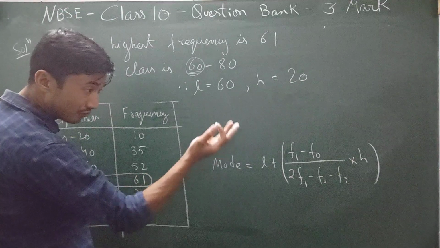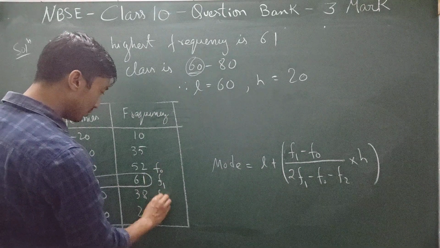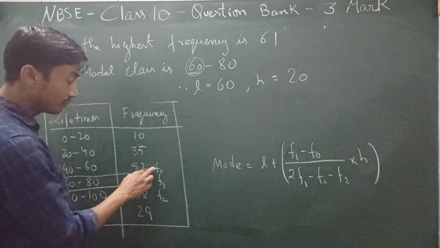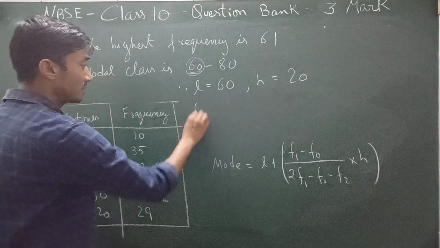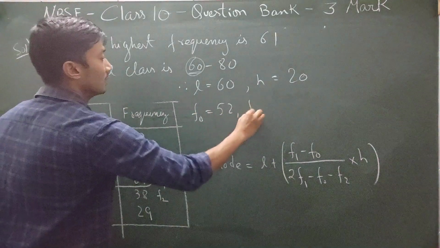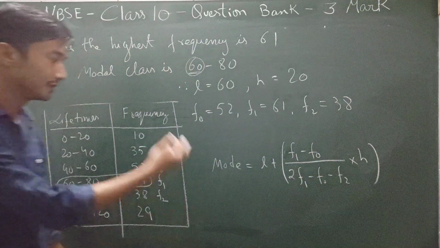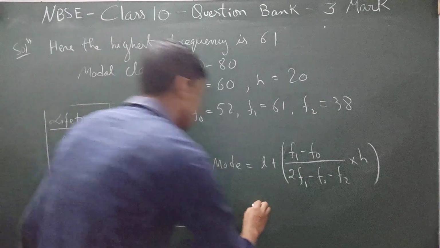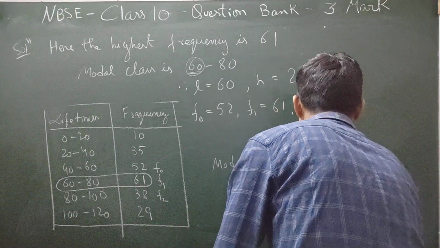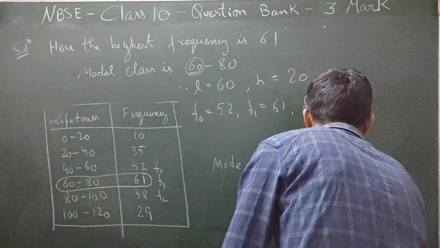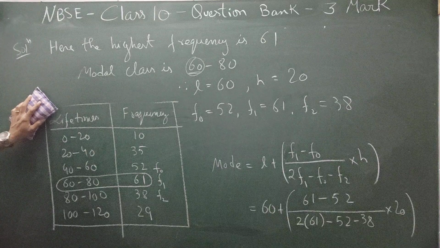After that, it's very simple to recognize F1, F0, F2. Middle, na? So we need F0, F1, F2. So this is the middle. So this is F1, upar wala F0, niche wala F2. Simple. Middle one, F1. Before that, F0, F2. So it's like model class will be the middle. So it's F1, F0, F1, F2. Bus. So that means here, what is F0? 52. F1, 61. F2, 38. Bus. Next, just use the formula. So we'll just substitute 60 plus F1, 61 minus 52. 2 into 61 minus 52 minus 38 into 20. Done. I'm rubbing this table also now.